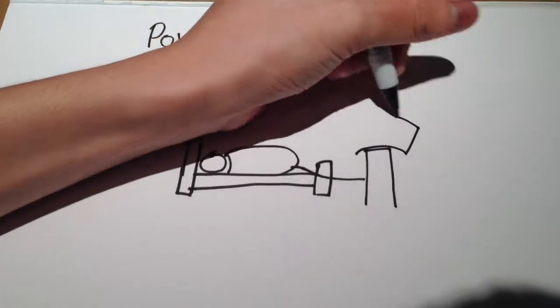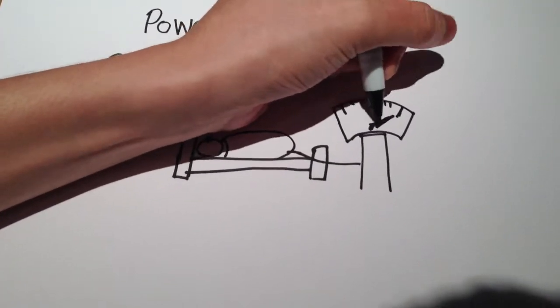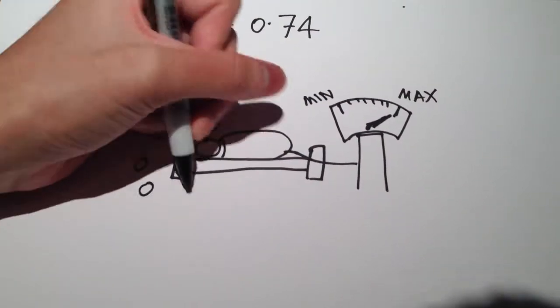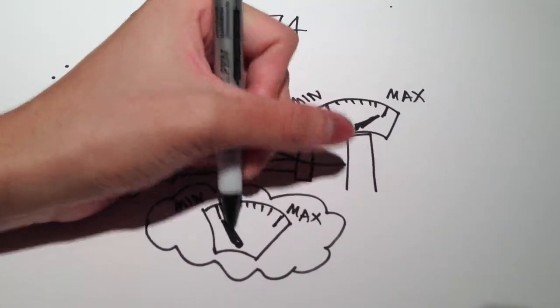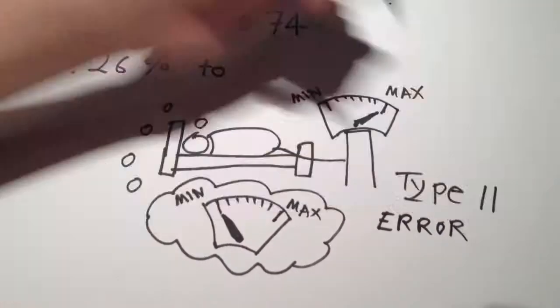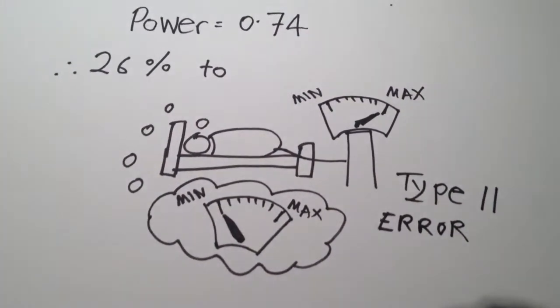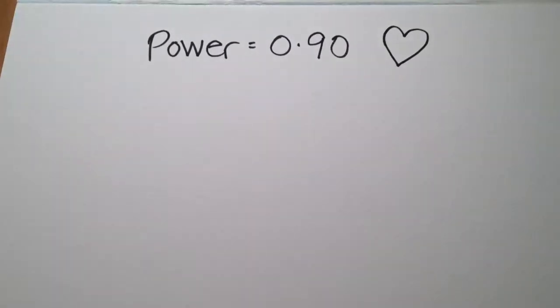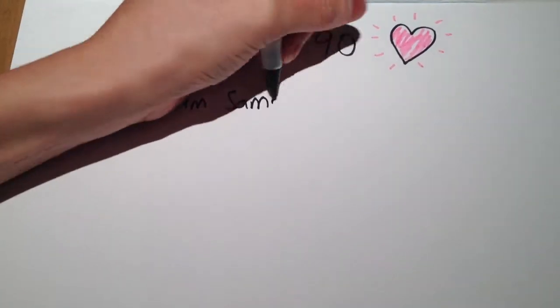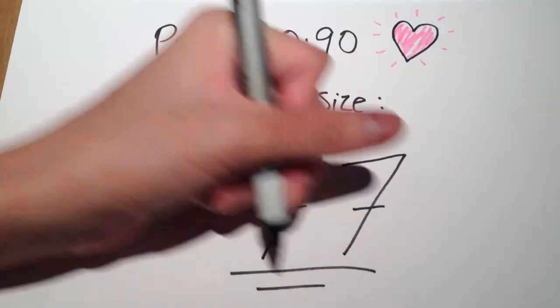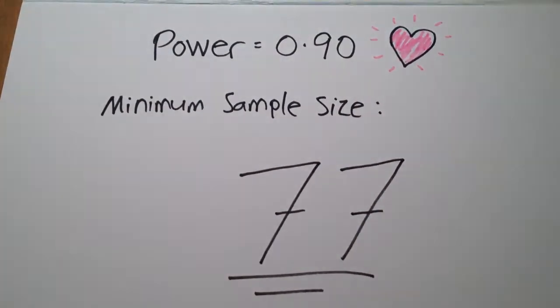Our power for our hypothesis testing of mean is 0.74. This is once again obtained from MinuteStats. This means that there is a 26% chance of us having a type 2 error in our hypothesis testing. In order to obtain the power that we want in this case, which is 0.90, we must have a minimum sample size of 77 for both our samples.